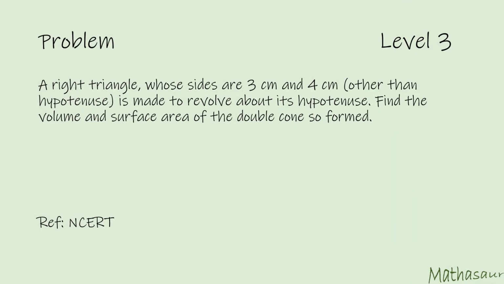Let us look at another problem. A right triangle whose sides are 3 cm and 4 cm other than hypotenuse is made to revolve around its hypotenuse. Find the volume and surface area of the double cone so formed.